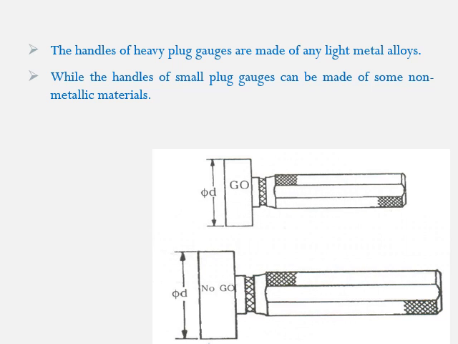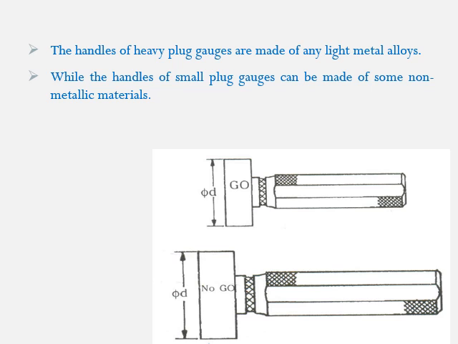So the handles of heavy plug gauges are made of light metal alloys, while the handles of small plug gauges can be made of some non-metallic materials. Here this is a go gauge, and we can see the go gauge and no go gauge are made on two separate handles. So these are examples of single-ended plug gauges. That is, on one handle, only the go gauge is attached, whereas on the other handle, the no go gauge is attached.